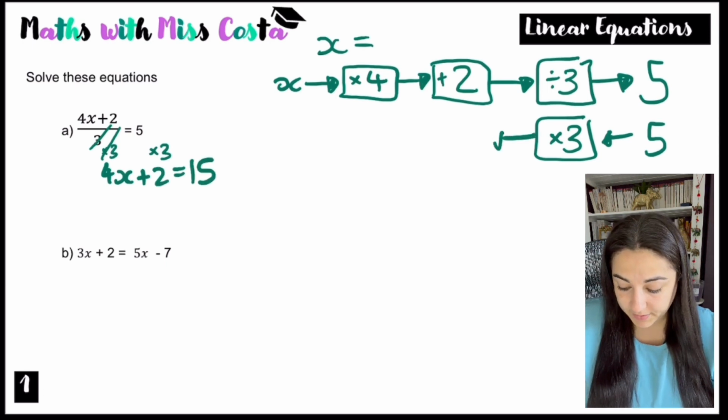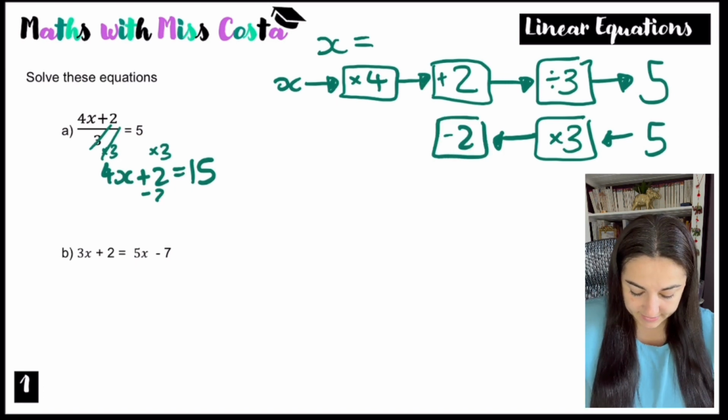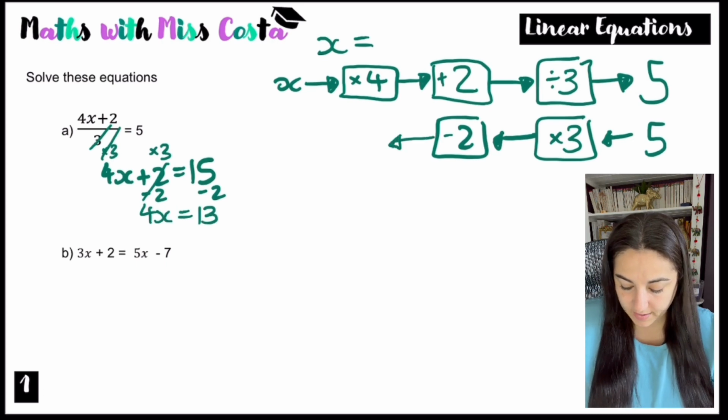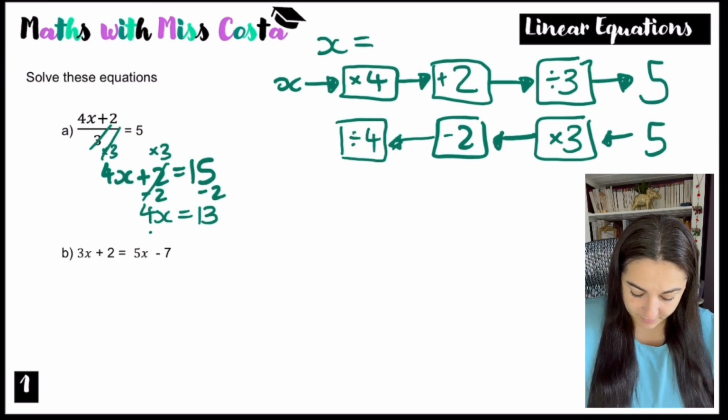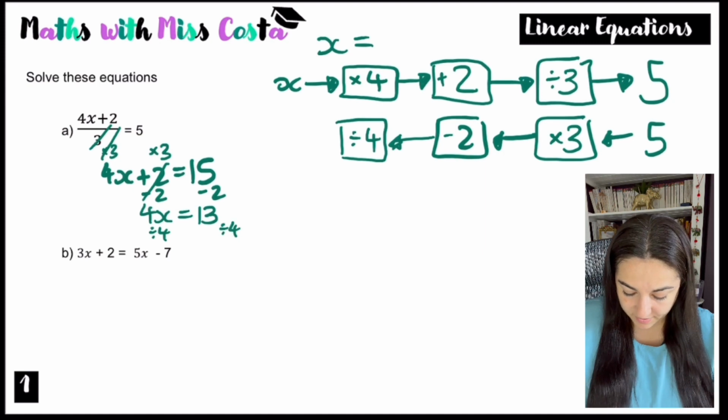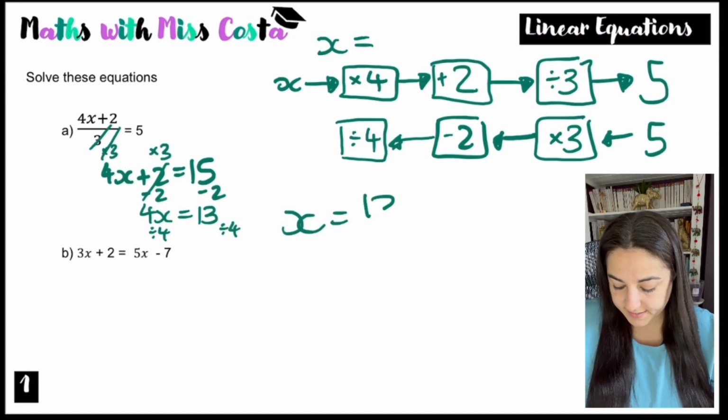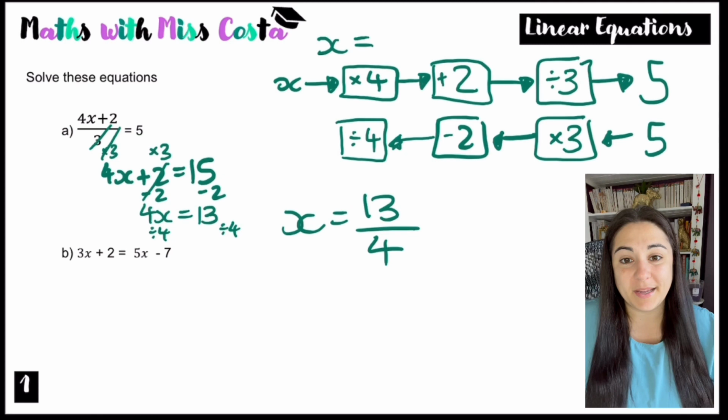The next step using my flowchart would be to take 2 from both sides. I do that because it cancels on one side, and I'm left with 4x equals 13. And the last step would be to divide by 4. So I divide both sides by 4 and I'm left with x equals 13 over 4. Now, unless you're asked to give your answer in a decimal form, it's fine to leave it as a fraction.